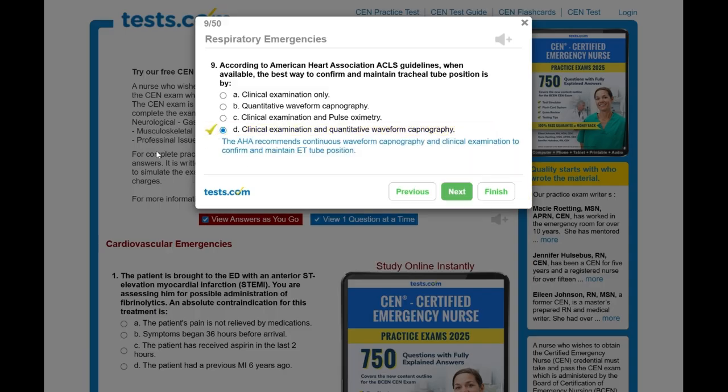D. clinical examination and quantitative waveform capnography. The AHA recommends continuous waveform capnography and clinical examination to confirm and maintain ET tube position.